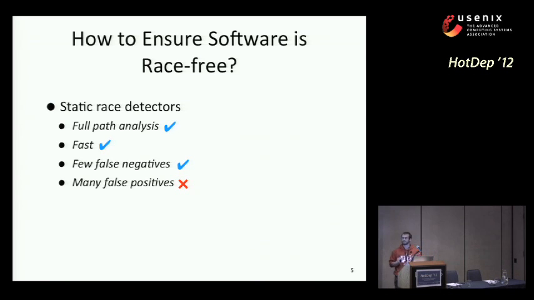However, their analysis lacks the full path context of actual program execution, and therefore, they report many false positives, that is, false race reports. This causes developers to be overwhelmed by the number of race reports to investigate, and either they end up losing a lot of time, or they simply don't use these detectors.